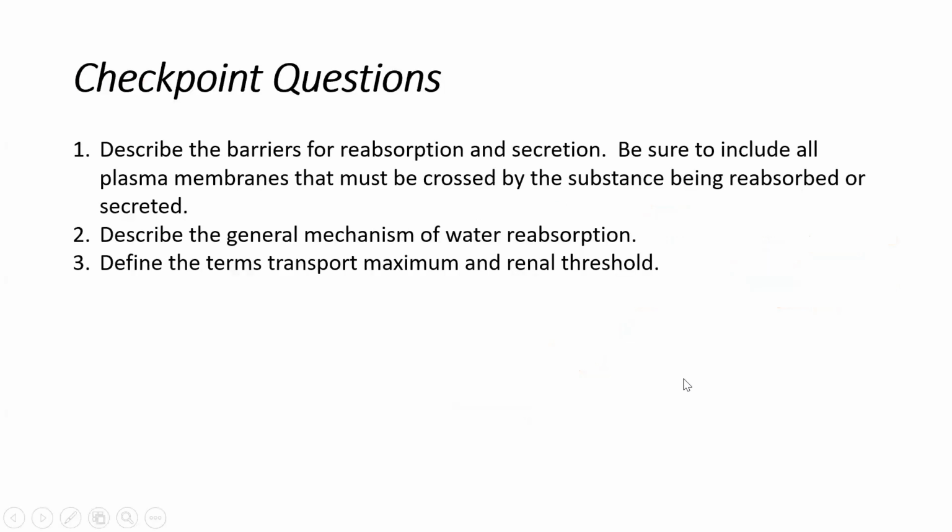All right, so in the final few minutes here, we're going to look at these checkpoint questions, and then we'll reconvene this on Monday. So the first question here is to describe the barriers for reabsorption and secretion. And then it goes on to say, be sure to include all plasma membranes that must be crossed by the substance being reabsorbed or secreted. So what are those barriers to secretion or reabsorption?